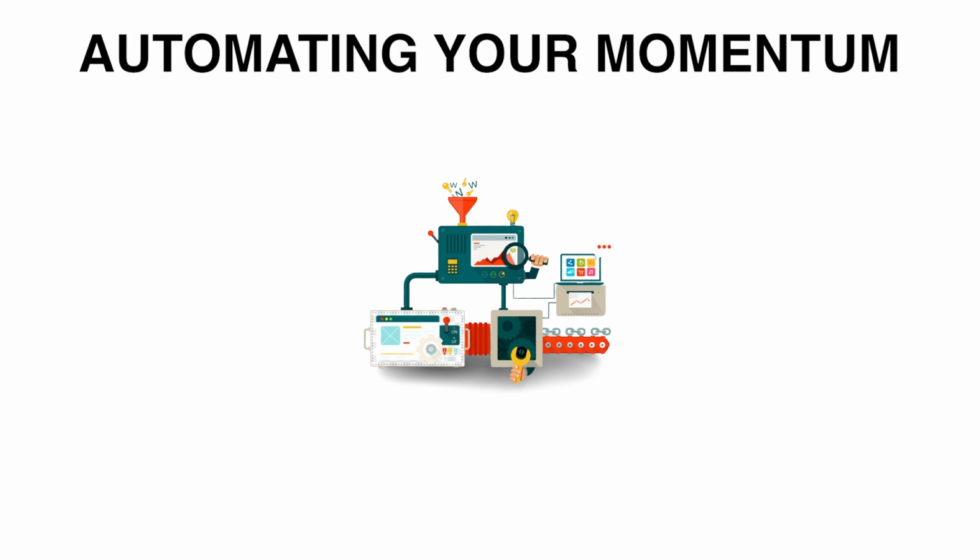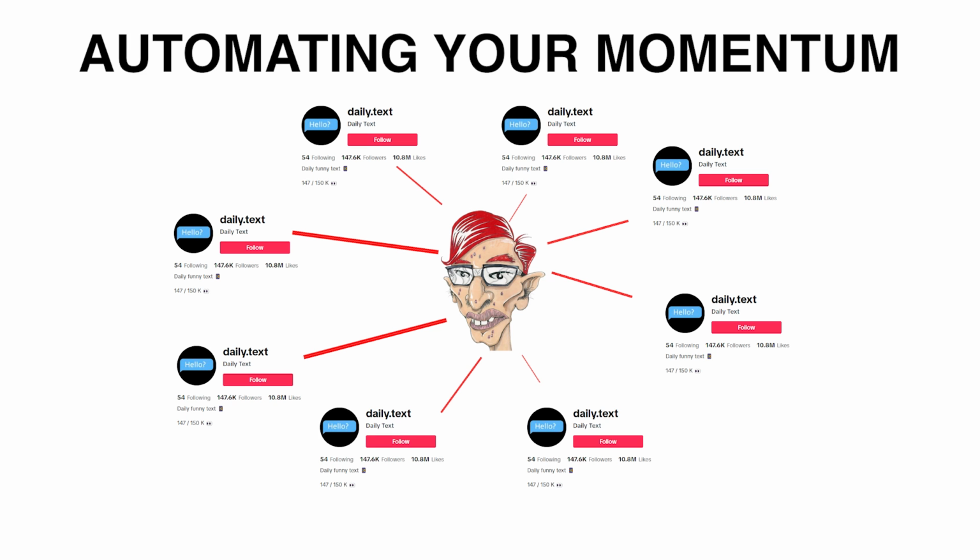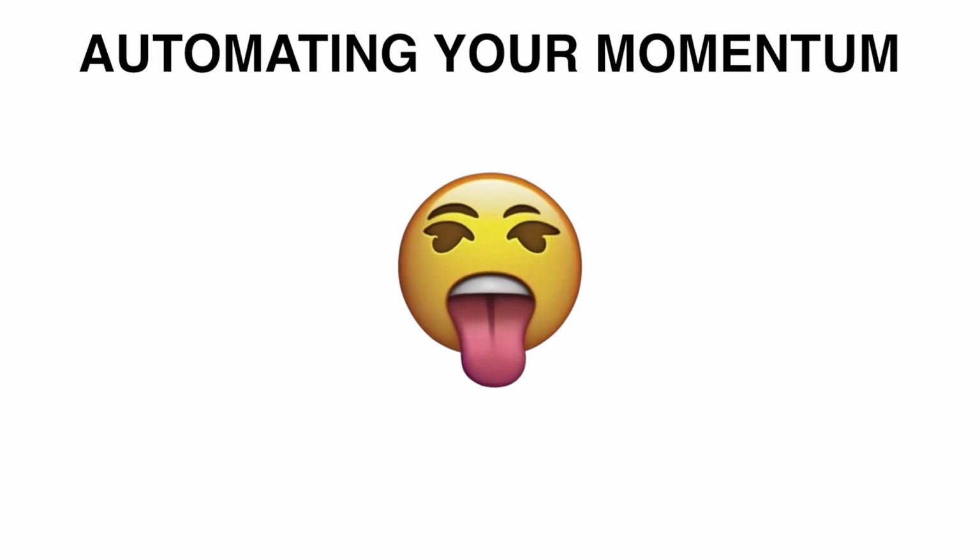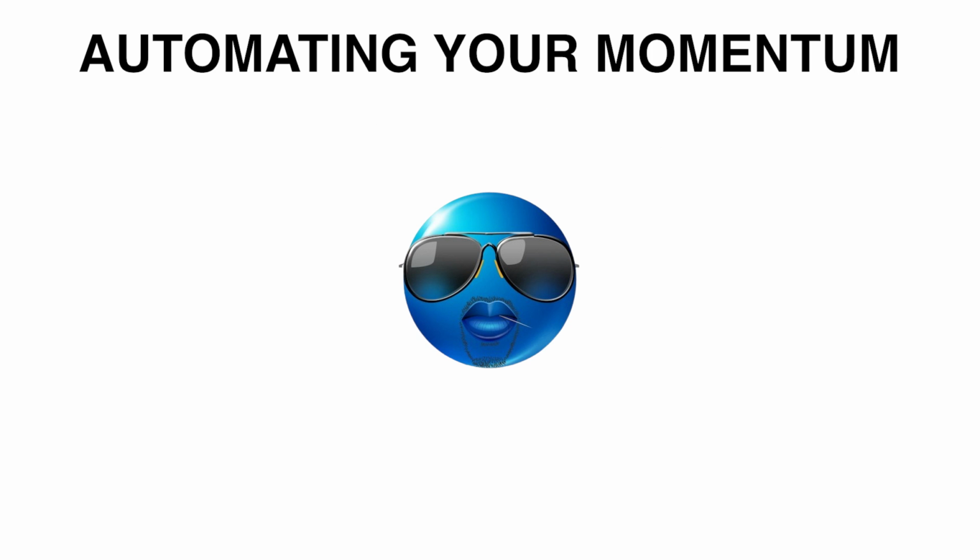Okay, so now automating your momentum. This is huge because this is going to allow you to scale your portfolio to dozens of these accounts and they're just running on autopilot while you, I don't know, go on vacation or something. By doing this, you're literally going to be able to do whatever you want and pretty much just be able to just chill while these accounts make you money.